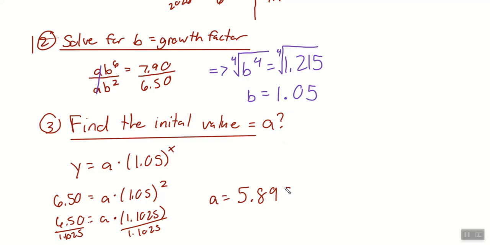5.895. Is that what you got? Yeah. Anyone else get the same answer? Yeah. Okay, now we have to round that to the nearest cent. Yes, 5.9. So $5.90. So that means in the year 2020, it was $5.90.